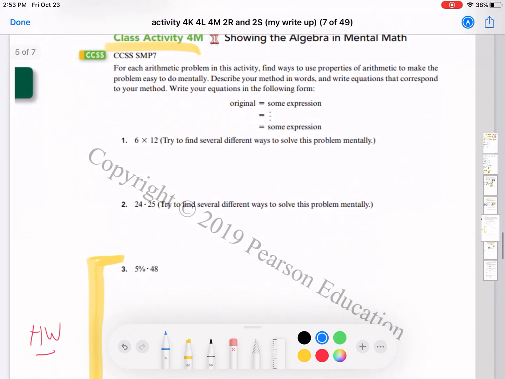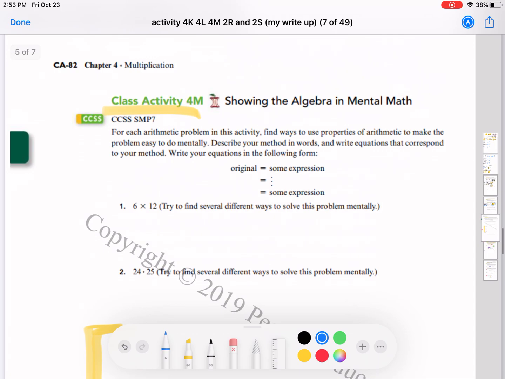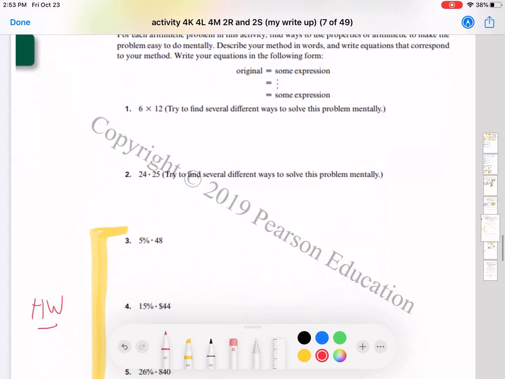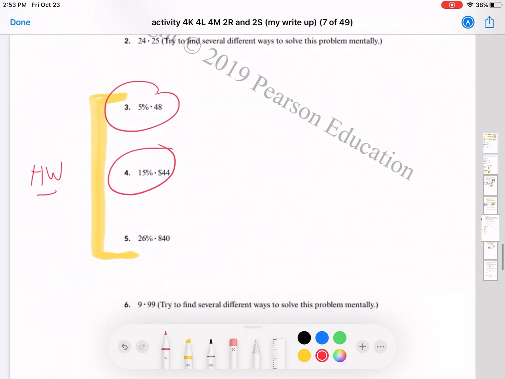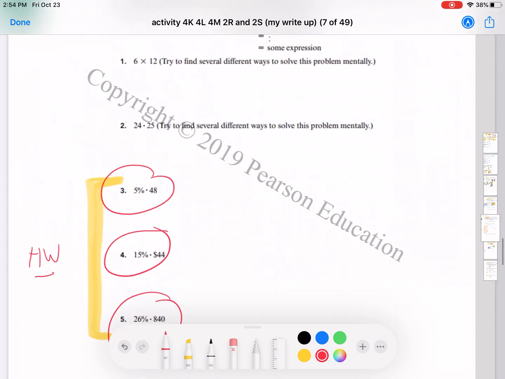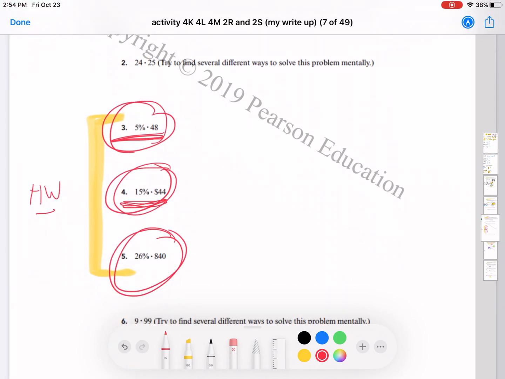Now, this next one I'm not going to do at the moment. It says class activity 4M, and these problems right here, I'm actually just going to assign for some of your homework. So again, you could use a standard algorithm, you could use these other mental math strategies, you could use table methods or reasoning, but no calculator, and I'm going to ask you to figure out what these values are again without a calculator.